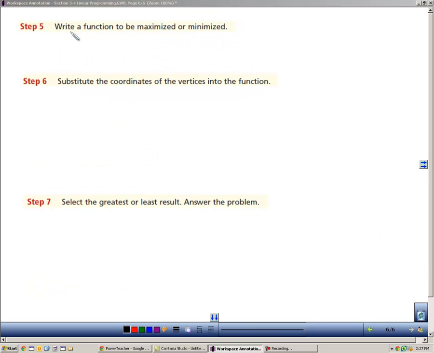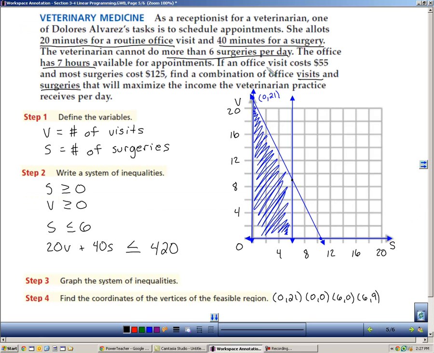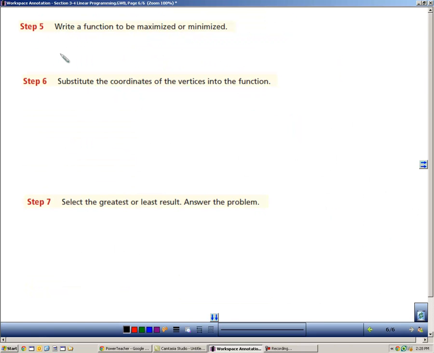Step number 5 is to write a function that I'm going to maximize or minimize. And that's where I'm going to use this information. Office visits cost $55. Surgeries cost $125. So I'm going to make a function using surgeries and office visits. And that's going to be $125 per surgery plus $55 per office visit. So this is the function that I want to maximize and find out what's the best way for me to maximize my profits.